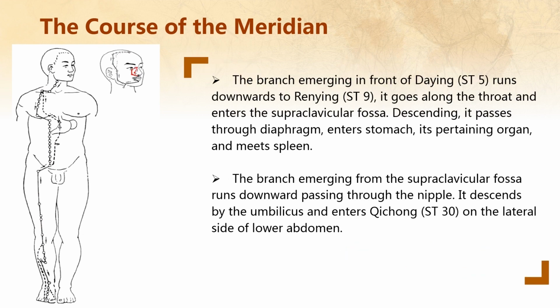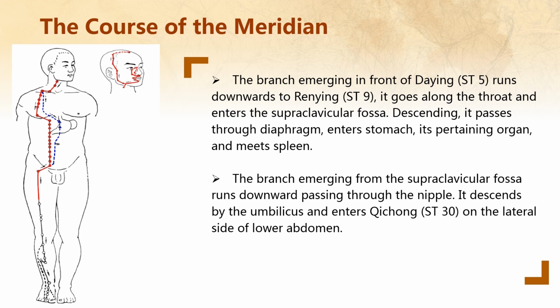There are four branches of the stomach meridian. First, the branch emerging in front of Daying runs downwards to Renying. It goes along the throat and enters the supraclavicular fossa. Descending, it passes through the diaphragm, enters the stomach, its pertaining organ, and meets the spleen.